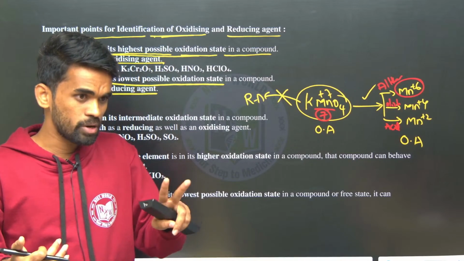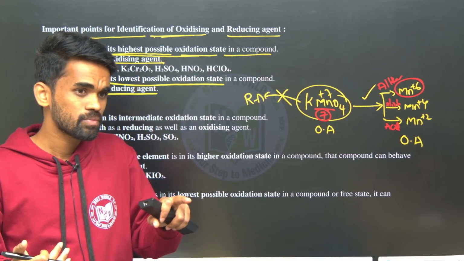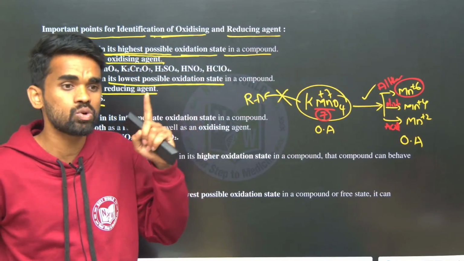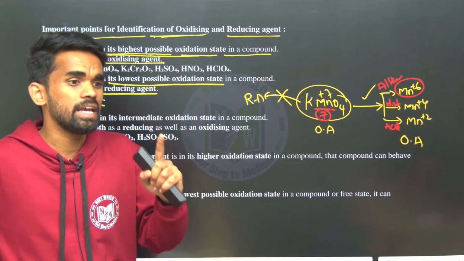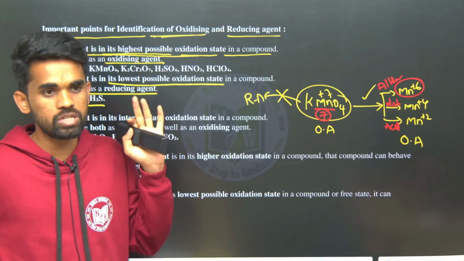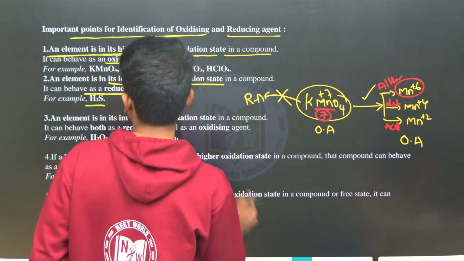You got these two points? What are those two points? Any species in its highest oxidation state acts as only an oxidizing agent. Any species in its lowest oxidation state acts as only a reducing agent. Okay, that's it. Next.